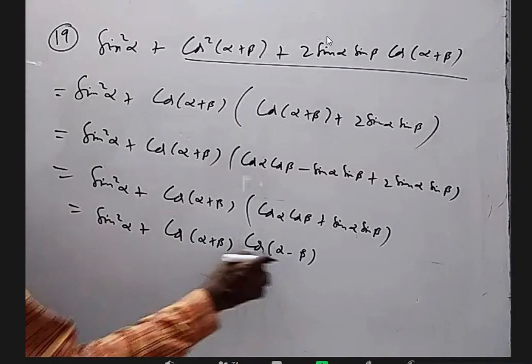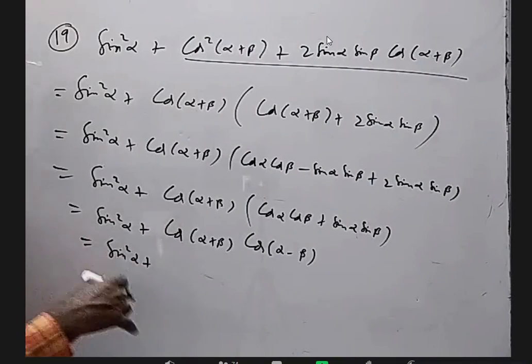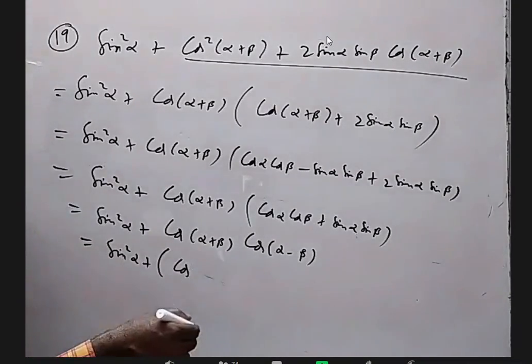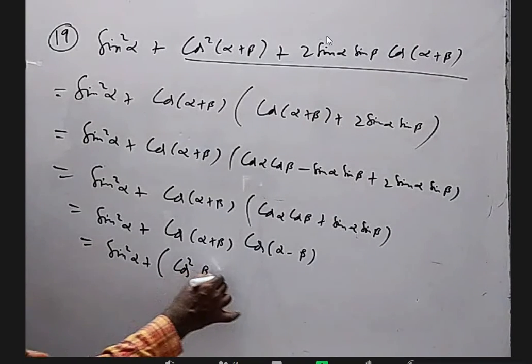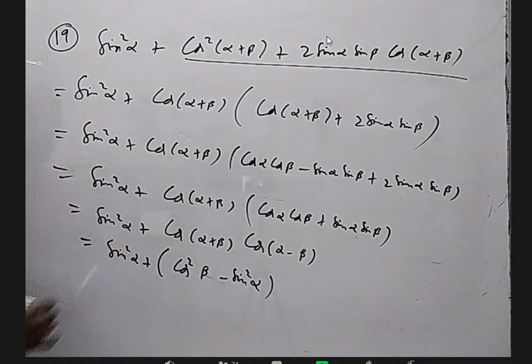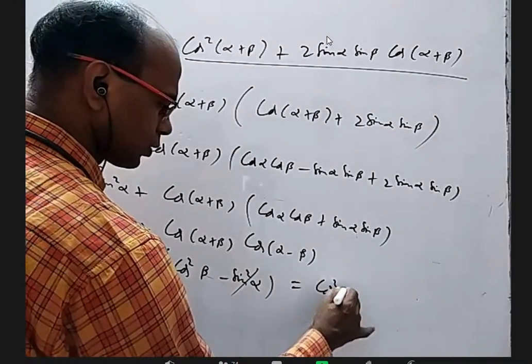Cos A plus B into cos A minus B, we have a formula. Yes, sir. Cos square A minus sin square B or cos square B minus sin square A. Like that, I can write cos square alpha minus sin square beta or cos square beta minus sin square alpha. Both are formulas, either way same thing. Here, this and this will cancel. Answer is cos square beta.